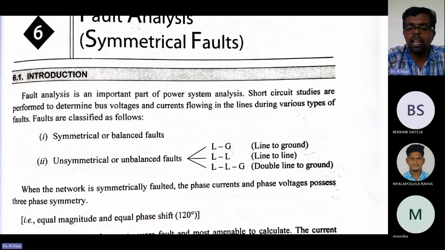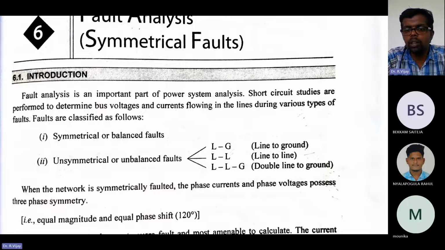Then the unsymmetrical faults. The line to ground fault, where one line is falling to the ground. Then the line to line fault, where the R phase is falling on the Y phase, or the Y phase is falling on the blue phase, like that. Next, the double line to ground fault, where two lines are falling to the ground.